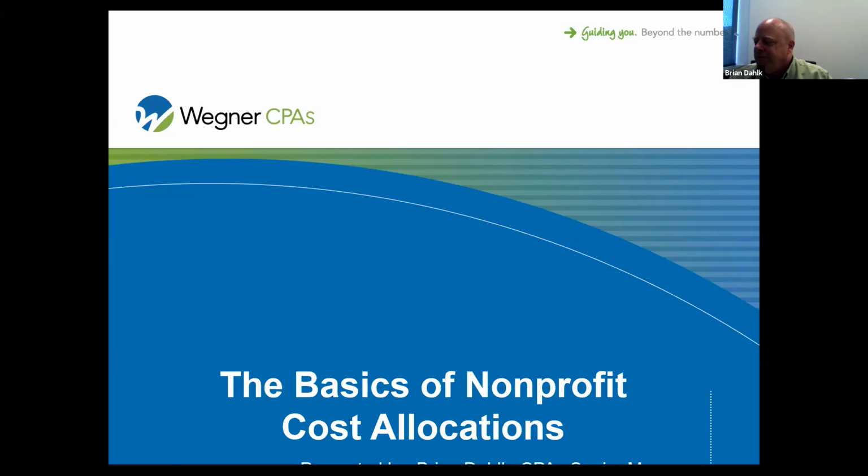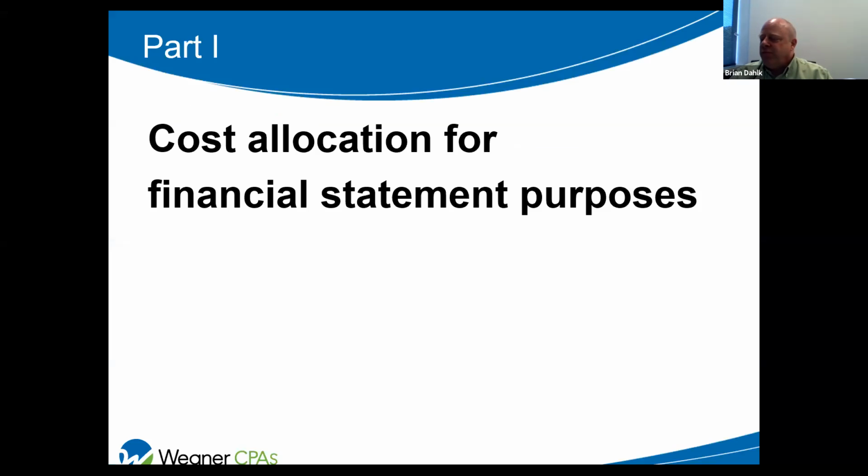So here we go. We're going to divide this presentation into three parts. We're going to talk about cost allocation for financial statement purposes, for IRS 990 purposes, and for allocations to federal awards. So the first part involves cost allocations for nonprofit financial statement purposes.